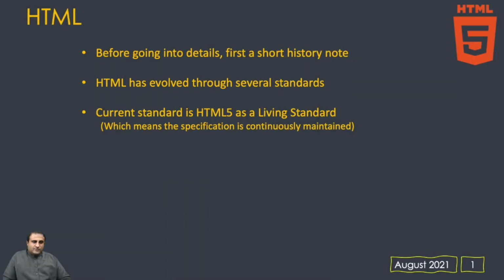So before going into the details of HTML or hypertext markup language, a brief history note is that the HTML specification has evolved through many standards, many versions. The current HTML version is HTML5, and this is actually the living standard. What it means is that it is continuously being updated and maintained. So there is always a change in the standard. So there is no finalization of the standard.